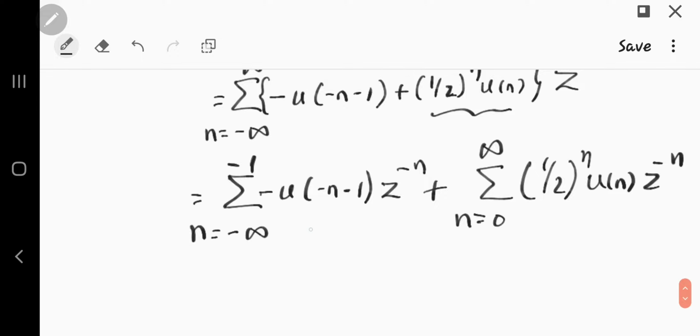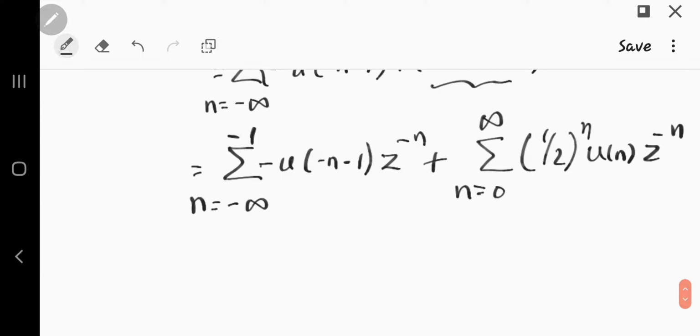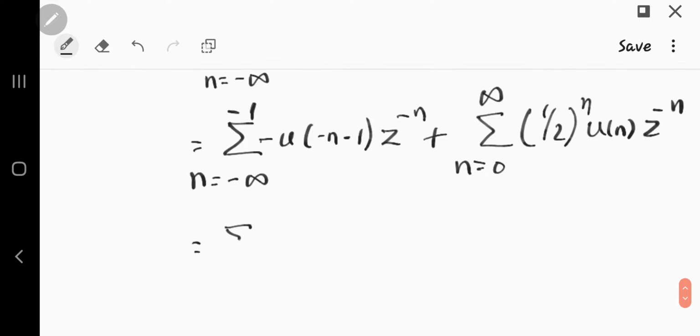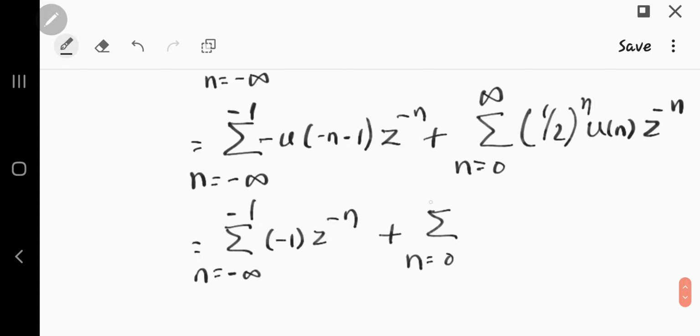So for this entire duration, this signal is 1, and for this entire duration this signal is 1 here. Since minus u of minus n minus 1 is there, the value will be minus 1. N is equal to minus infinity to minus 1, plus n is equal to 0 to infinity, 1 by 2 z inverse to the power of n. I am combining both, or you can write 1 by 2 to the n z power minus n.